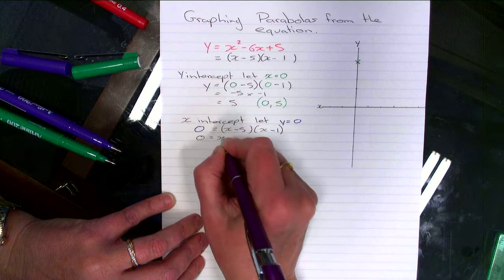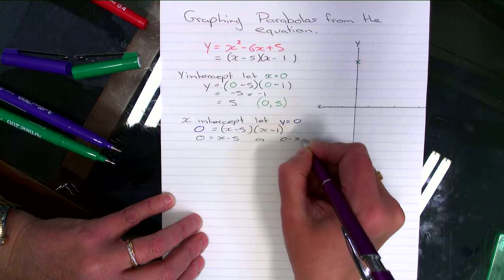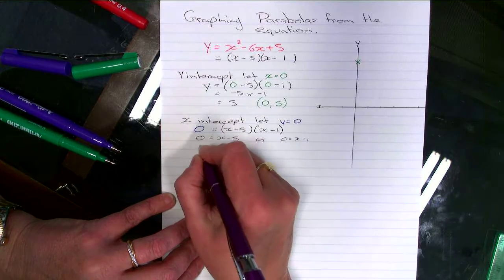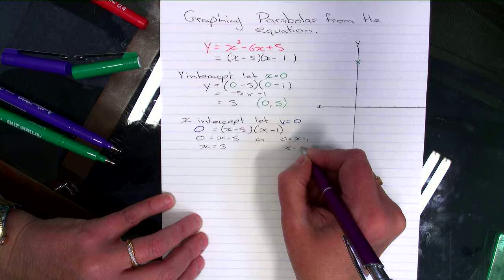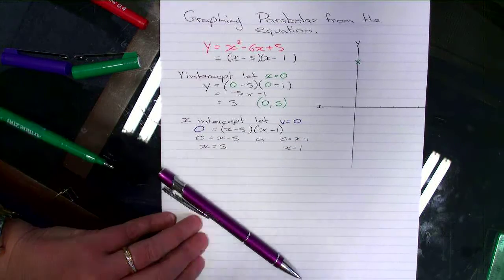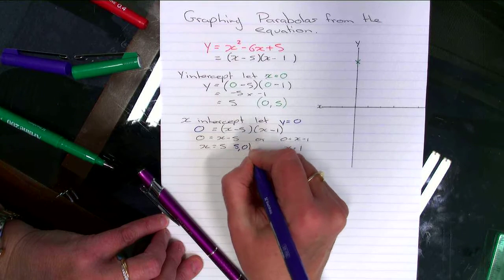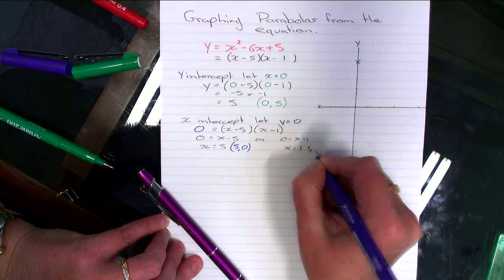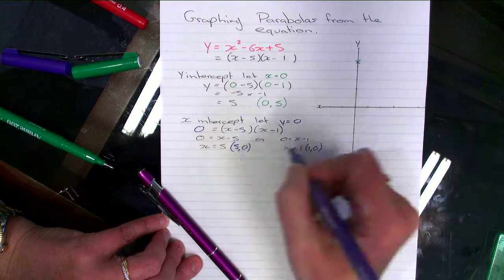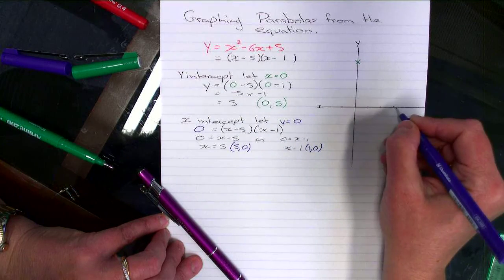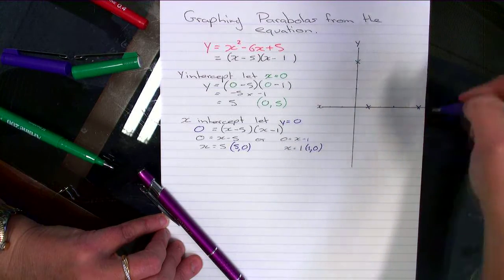0 equals x minus 5, or 0 equals x minus 1. And we solve that to find x. We know that x is 5, or x equals 1. So in this case it gives us 2 points. It gives us the point (5, 0), and it gives us the point (1, 0). And those 2 points both occur on the x-axis. So the point (5, 0), 1, 2, 3, 4, 5, and the point (1, 0). So we're starting to get a look at our parabola.